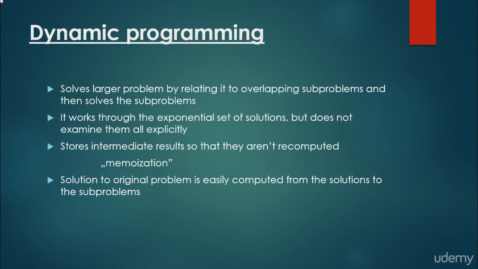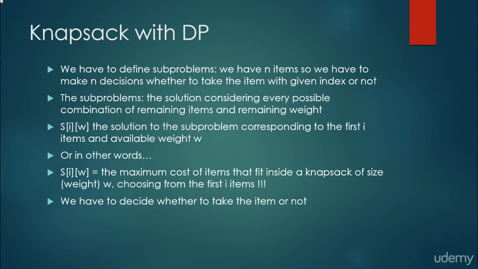Dynamic programming we have been talking about in the theoretical sections. It solves a larger problem by relating it to overlapping subproblems and then solves the subproblems. And of course we have to use memoization, which stores intermediate results so they aren't recomputed over and over again. The solution to the original problem is easily computed from the solutions to the subproblems. So this is the essence of dynamic programming.